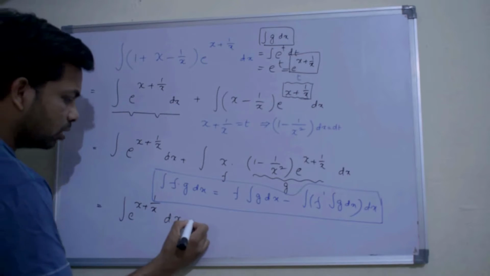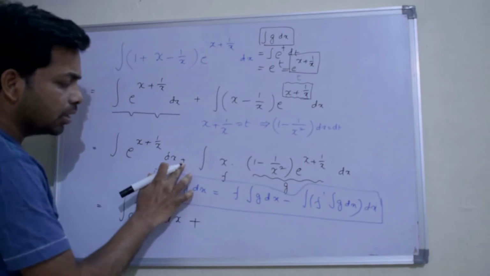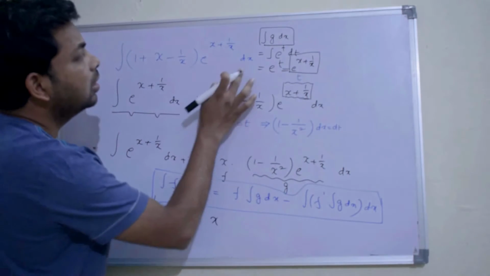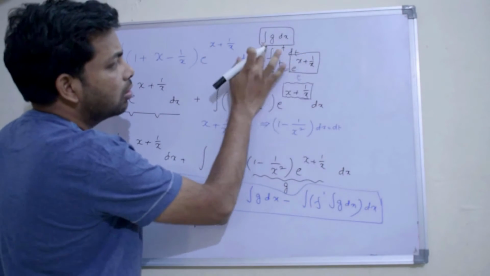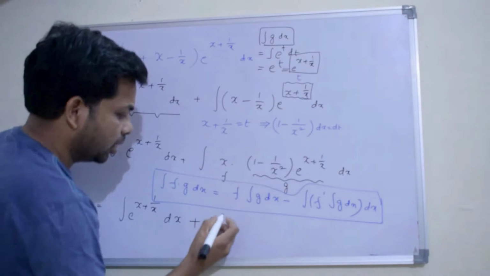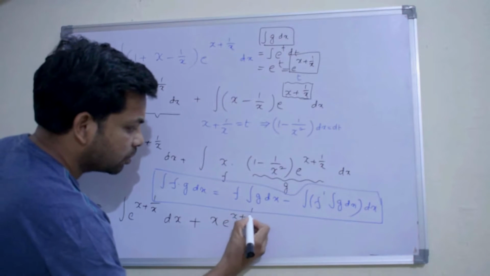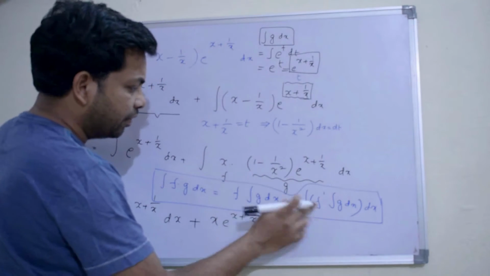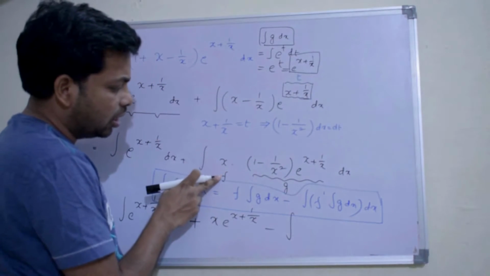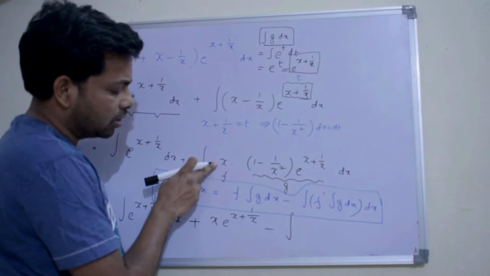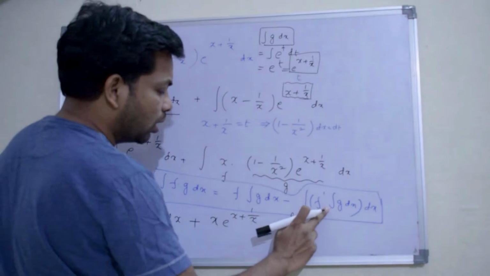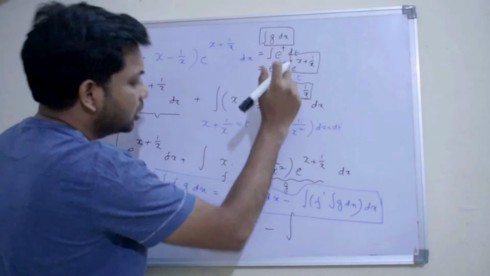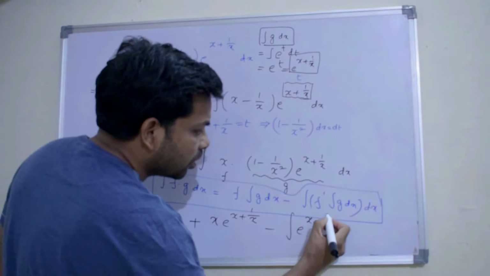Now use the formula: plus f, where f is x, and the integration of g dx, which I already calculated as e to the power of x plus 1 by x. I copy that, e to the power of x plus 1 by x. Then the formula has minus the integration of the derivative of f. Here f is x, and the derivative of x is 1. So I'll copy that 1 here. 1 into the integration of g is the integration of g.